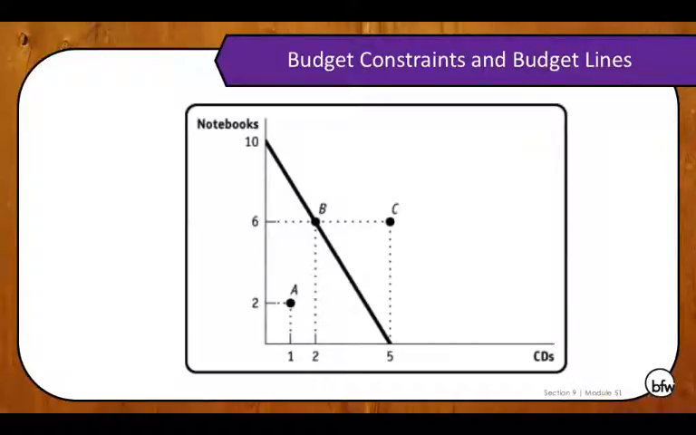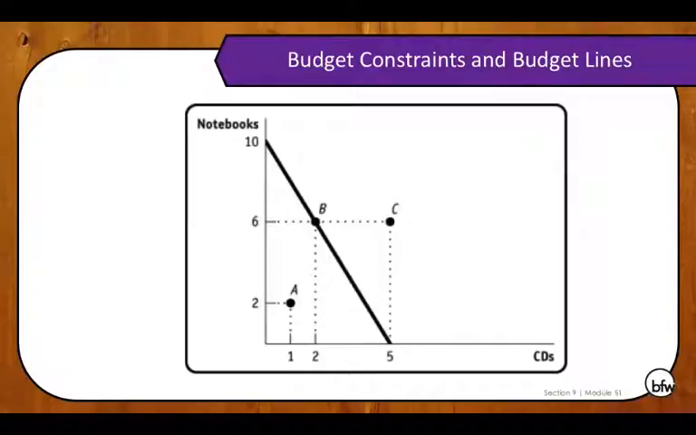Points along the budget line are affordable, and all of the income is spent. So point B, 6 notebooks plus 2 CDs, adds up to exactly $50. The vertical and horizontal intercepts are 2 additional points where exactly $50 is spent. He could buy 5 CDs and no notebooks, or 10 notebooks and no CDs. Or he could buy any combination of notebooks and CDs that are on the budget line, and that would maximize his utility by spending all of his income. The slope is also informative, as we'll find out.